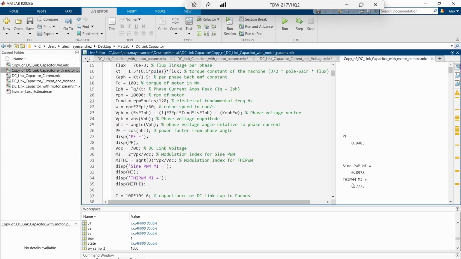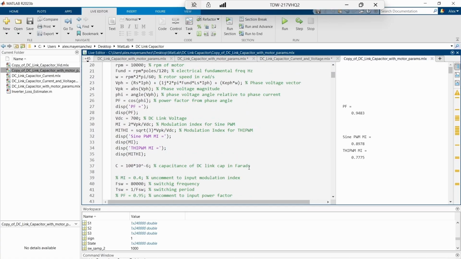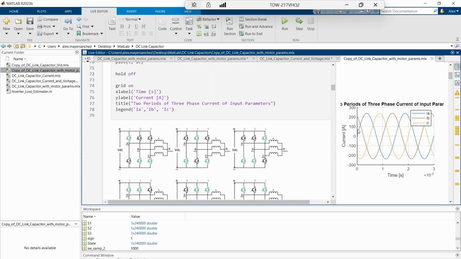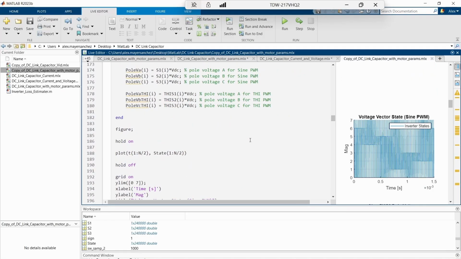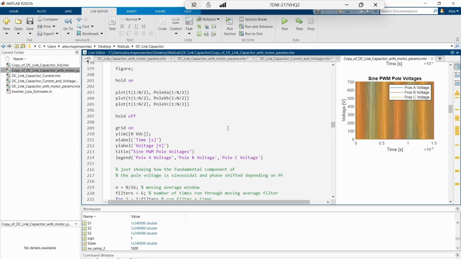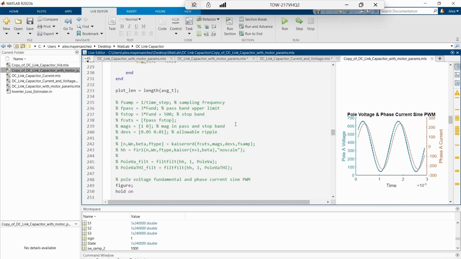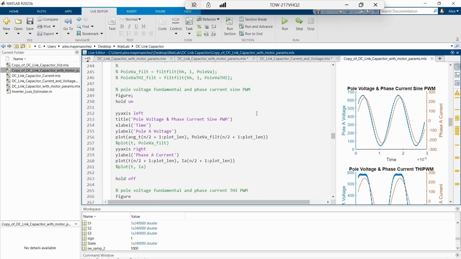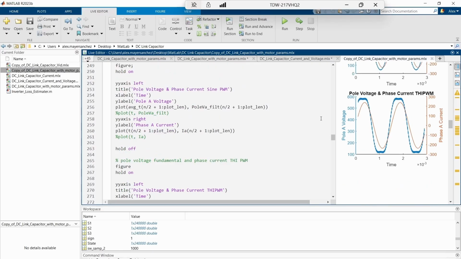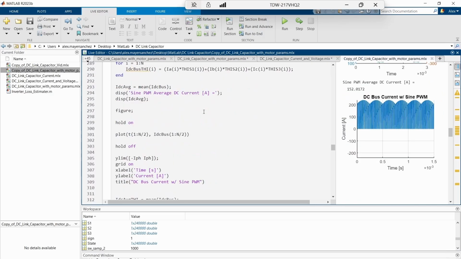You can see third harmonic injection. The modulation index is lower because of that third harmonic trick. We basically need to utilize less DC link voltage. And now with these parameters, so 100 Newton meters, we need like 250 amps phase. And then you see we're determining the switching states, we're getting the vector states of the voltage, sine theta and pole voltages. Here we have the pole voltage and phase current. You can see there's a slight phase shift there because we have like a 0.94 power factor with third harmonic injection. You see that third harmonic.